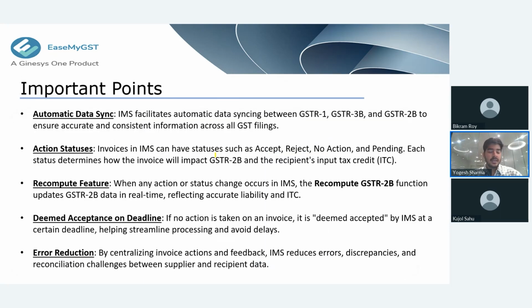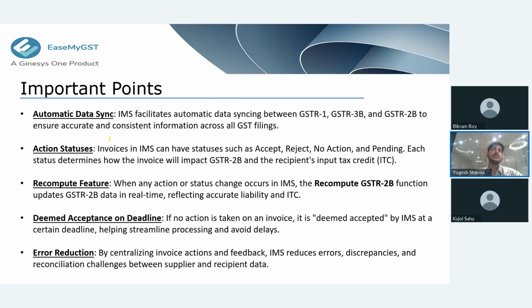Now we come to the important points regarding the IMS. The first point is automatic data sync. IMS now provides automatic data sync between GSTR1, GSTR2B and GSTR3B, so that it can reduce errors and ensure accurate and consistent information for your GST filings. The second is action status. Invoices in IMS are available for us to take actions of accept, reject or pending, and each status determines how the invoice will impact our GSTR2B and the recipient's input tax credit.